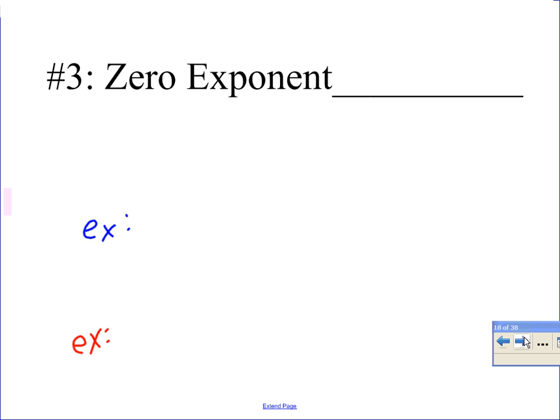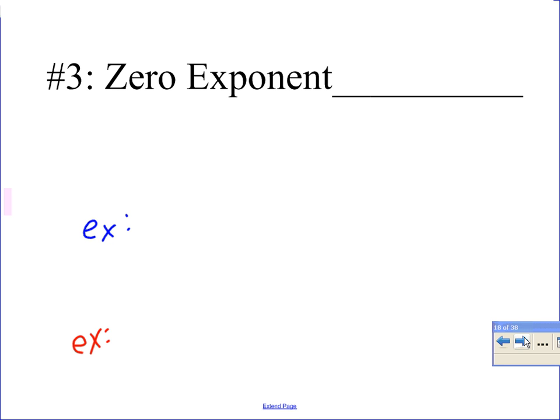All right, number 3. Anything to the 0 power. So if you have a 0 exponent, so rule number 3. These rules apply in any math class you're taking because your exponent rules are not going to change. Yeah, the problems could become difficult, but there's always these basic rules that you can follow. Always.